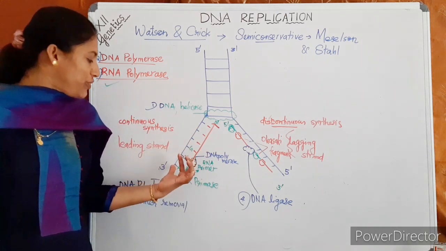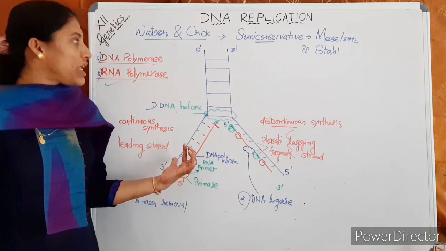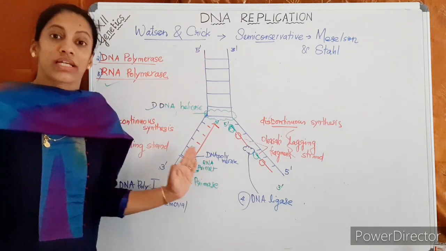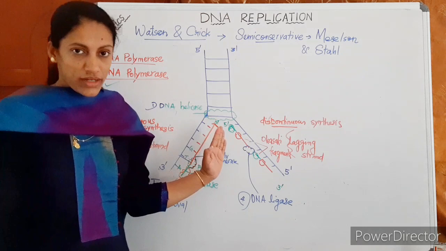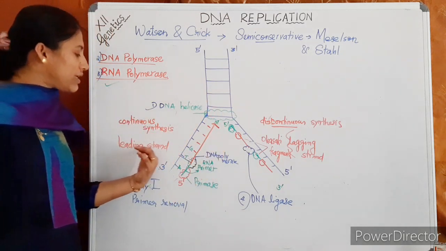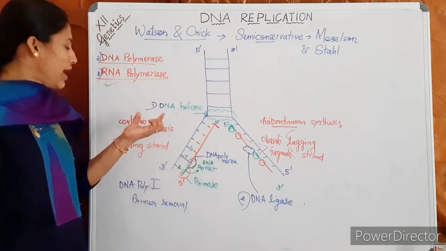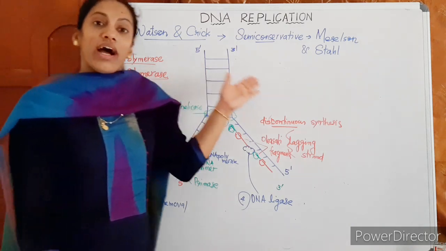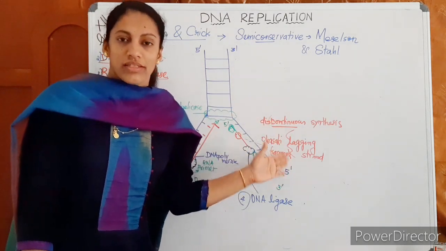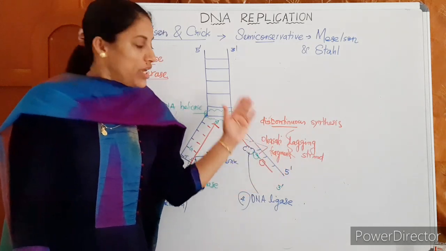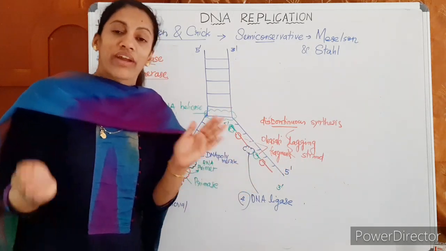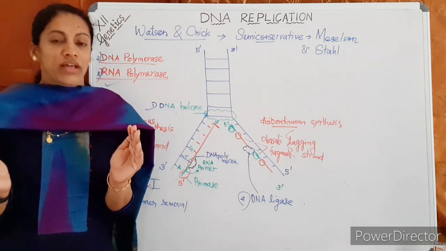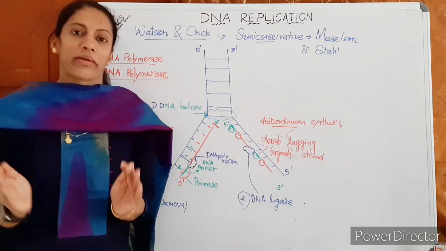On the strand with polarity 3 prime to 5 prime, synthesis of the opposite strand occurs continuously without any break. It results in a leading strand. The synthesis is called continuous synthesis. On the other strand, the synthesis is discontinuous synthesis, and here it forms a number of DNA fragments. These fragments are known as Okazaki fragments.